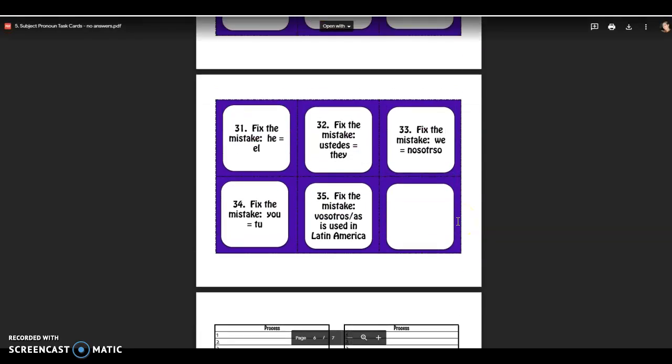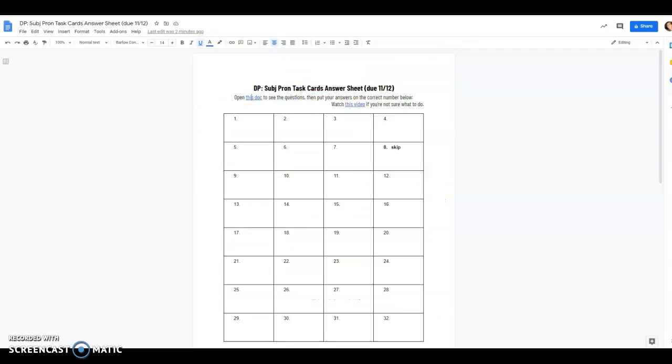You don't have to do anything with this last page, but that is it. So that is how you complete the subject pronouns task cards answer sheet, which is due on November 12th.